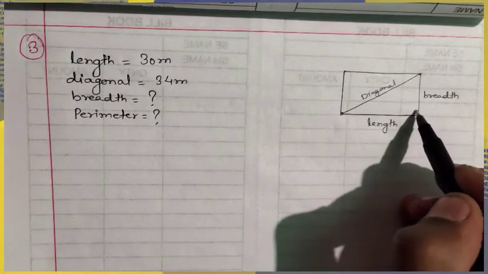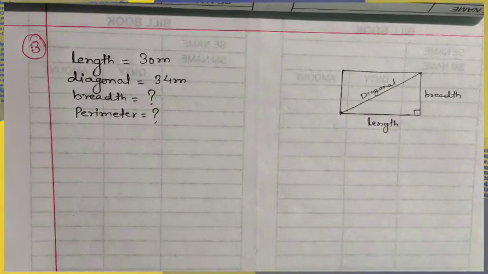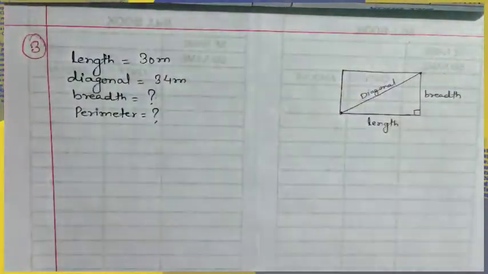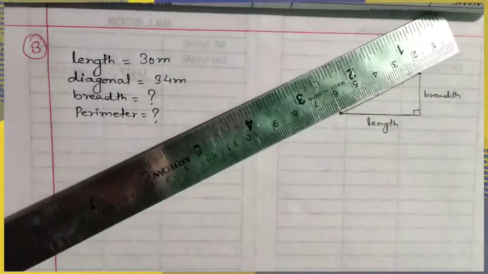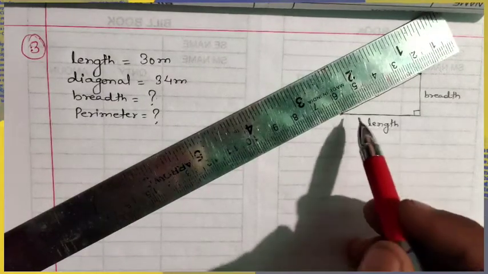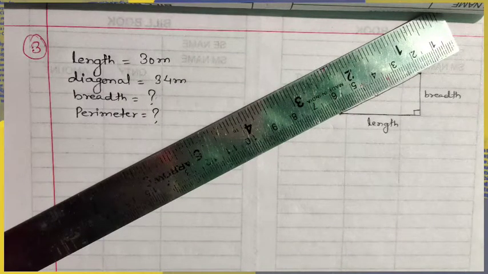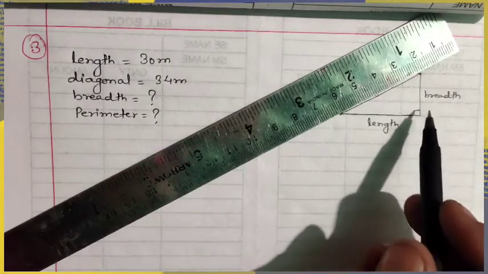And as we know that every angle of a rectangle is 90 degrees, if we hide this, it will become a right angle triangle. As you can see in the figure, this one is a right angle triangle. And one chapter in second term we have studied, that was Pythagoras theorem. With the help of that Pythagoras theorem, we will calculate the value of breadth.